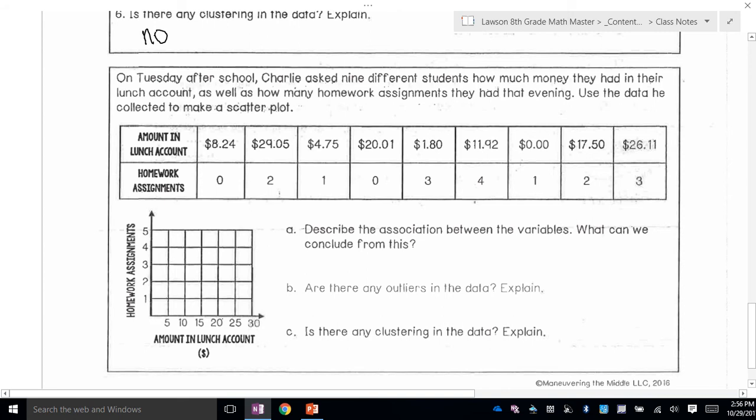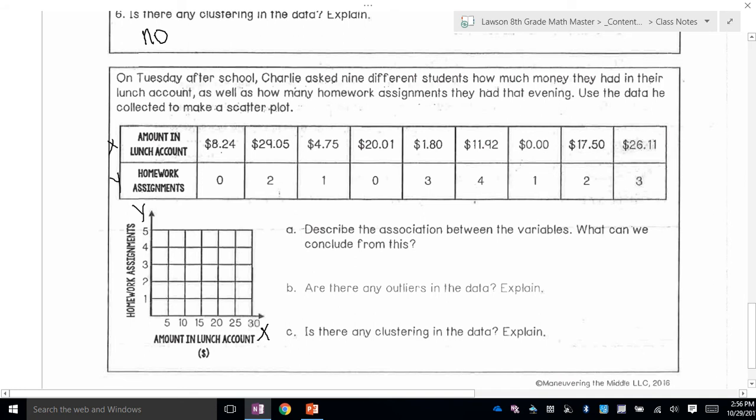It says on Tuesday after school, Charlie asked 9 different students how much money they had in their lunch account, as well as how many homework assignments they had that evening. Use the data he collected to make a scatter plot. Okay, so again, they've already gone ahead and labeled our axes for us. So this x-axis is the amount in their lunch account, and the y-axis is going to be the homework assignments that they have. And then the homework assignments was our y, the lunch account was x, okay?